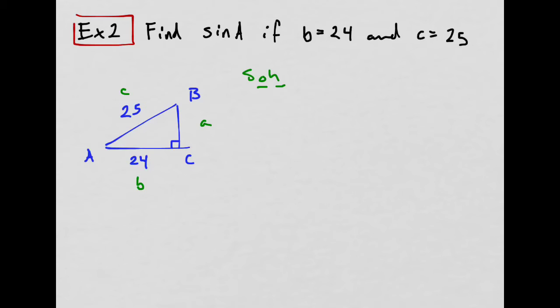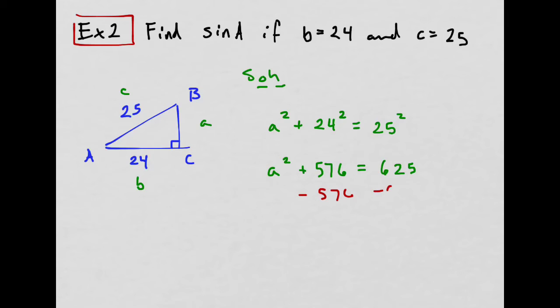So I do a squared plus b squared equals c squared, and solve for a. a squared plus 24 squared equals 25 squared. So if I square 24, I get 576. And I square 25, and I get 625. And I will subtract 576 from both sides. And then I'll square root it. So I have a squared equals 49. And if I square root both sides, I'm going to take just the positive version. a equals 7. So there we go. a is 7, and I'm ready to finish my problem.